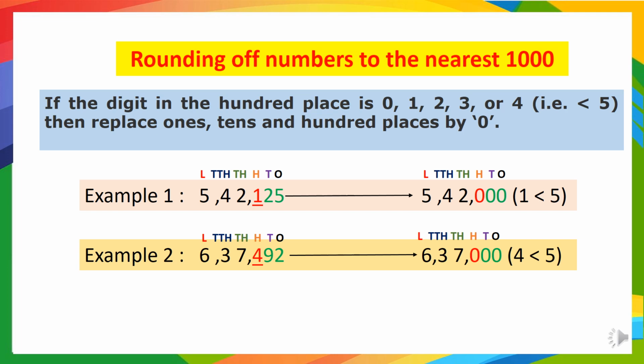For example 1, 5,42,125. In this case, the hundred place is 1, which is less than 5. So we will round off the ones, tens and hundred place digits to 0. Now the number will become 5,42,000.